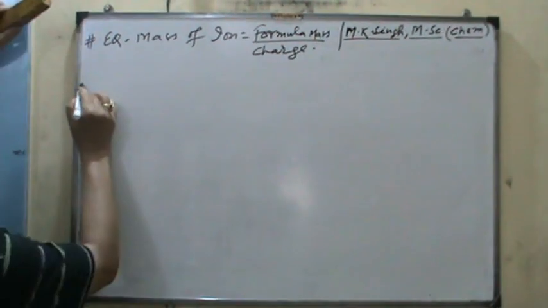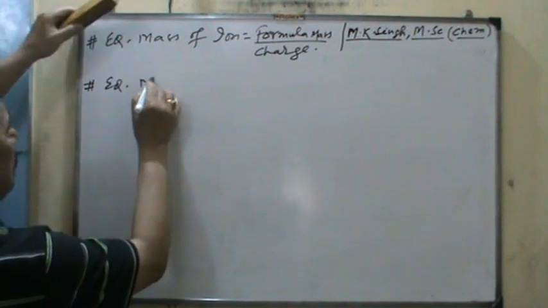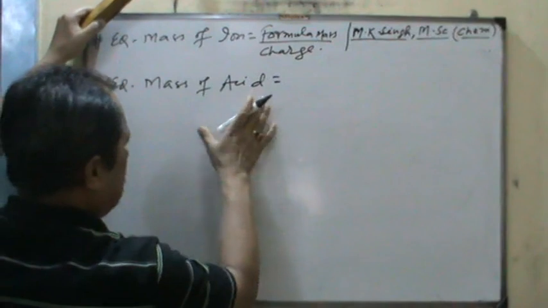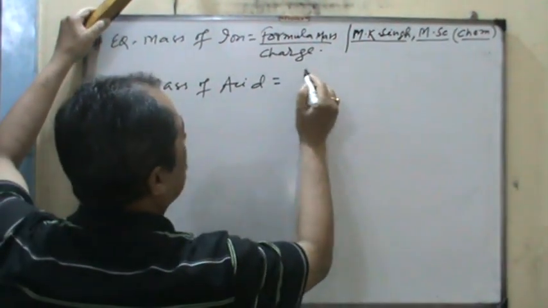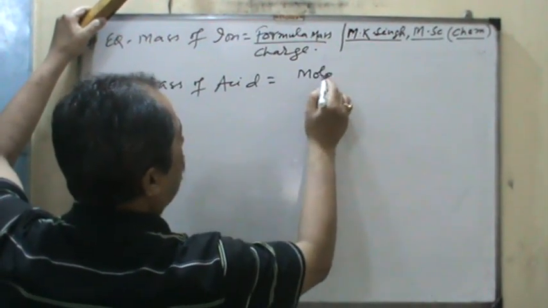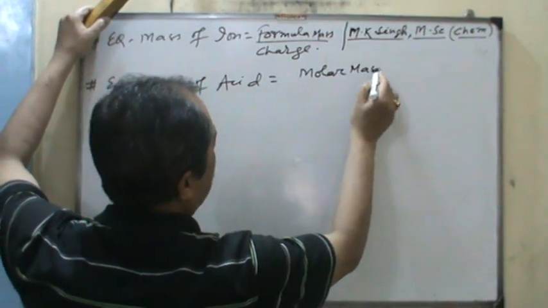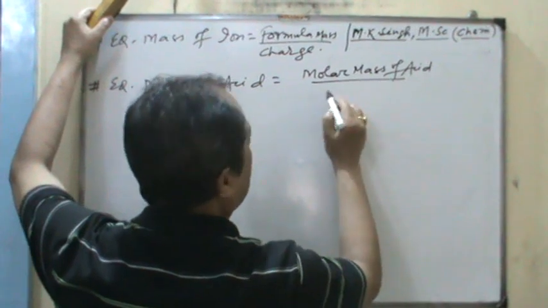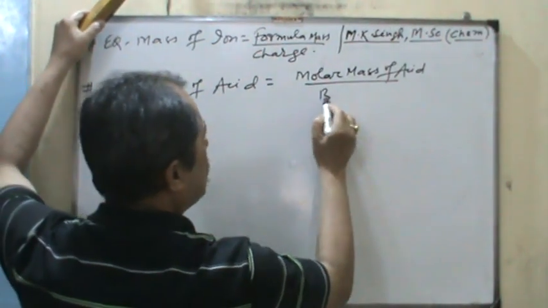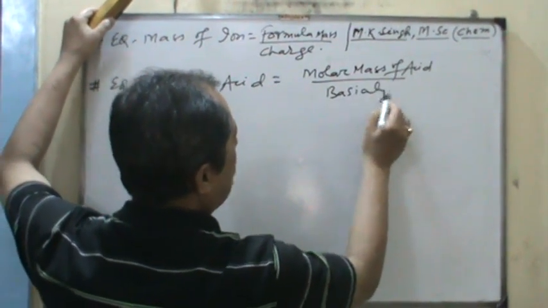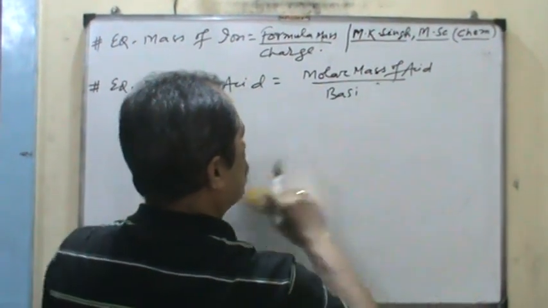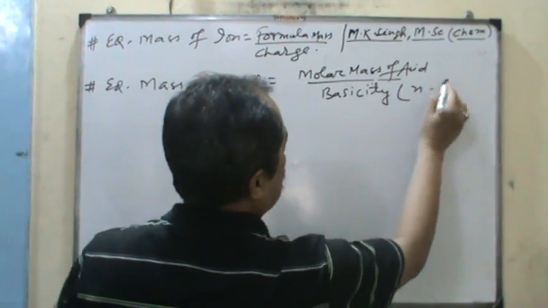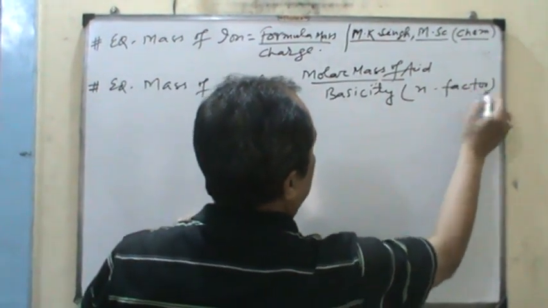of acid. Equivalent mass of acid is calculated as molar mass of acid divided by basicity or acidity. Two terms we take here. So far as basicity is concerned, that is also known as n factor.